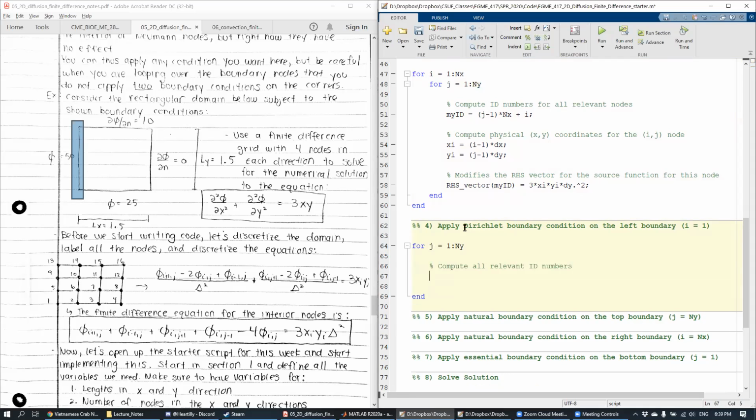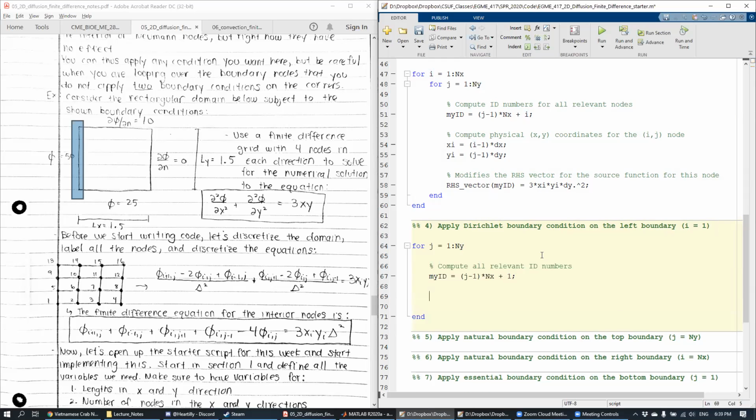Okay. And so in this case, since we're just doing a Dirichlet boundary condition, we're just going to have a formula for my ID. We're going to use the same equation here. So my ID is going to be equal to j minus 1 times nx, plus i. But in this case, since we're on the left boundary, i is equal to 1, and so we can't plug in i right here, so we need to plug in 1 right here.